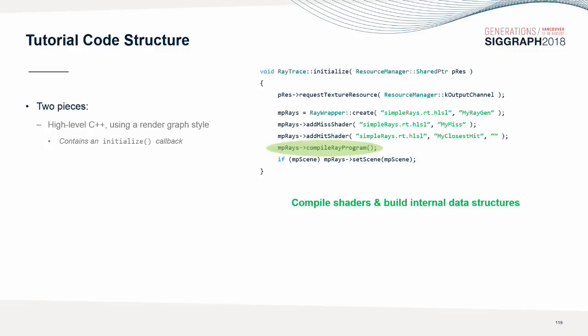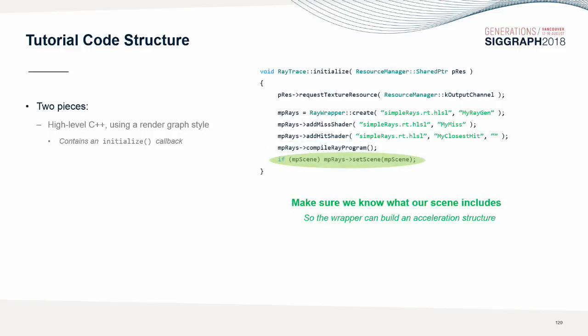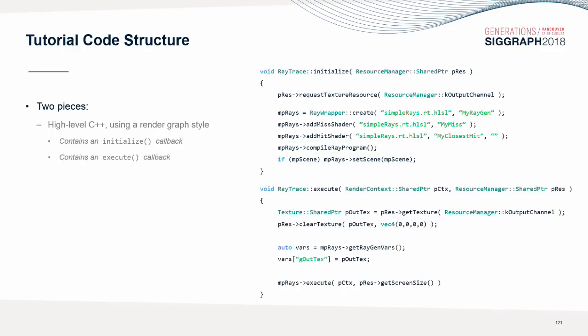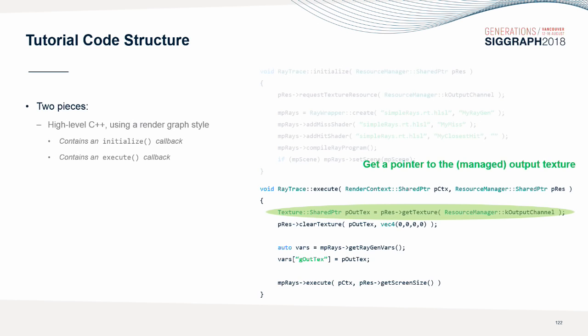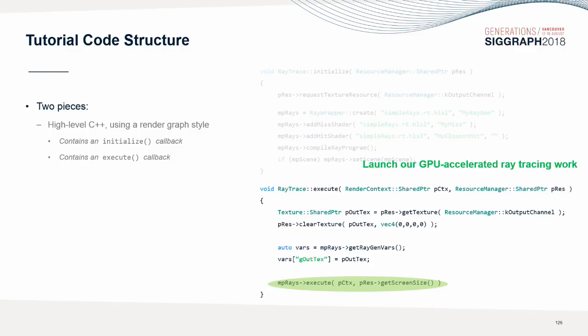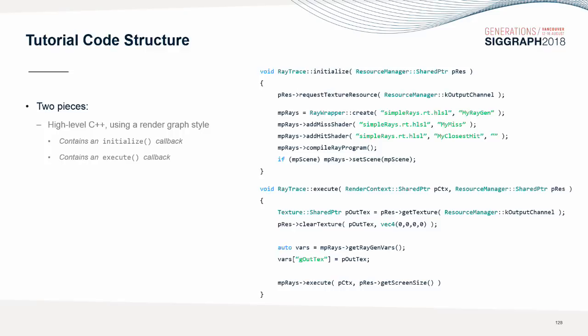You compile, build the internal data structures, and then you set your scene down there. When you render, your code looks something like this using this abstraction. You ask for your output texture, clear it, pass your variables down to HLSL. In this case, my variable that I'm passing down is a texture, and it's named gOutTex in my HLSL shader, and the thing on the right is the texture I'm binding to it. And then I run my DXR launch, and that's how many rays I'm launching. In this case, I want to launch a screen size bunch of rays. So again, that's the C side.